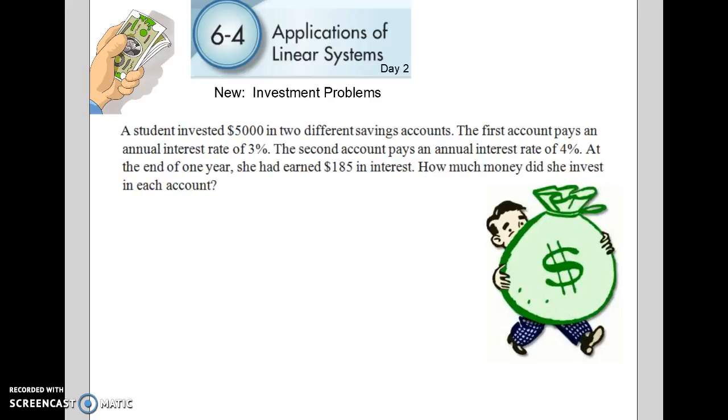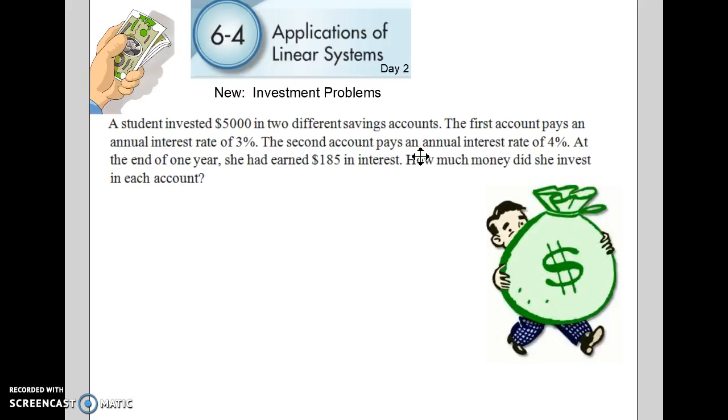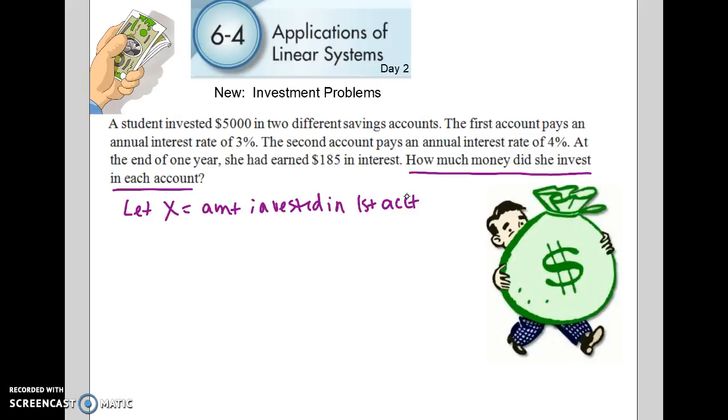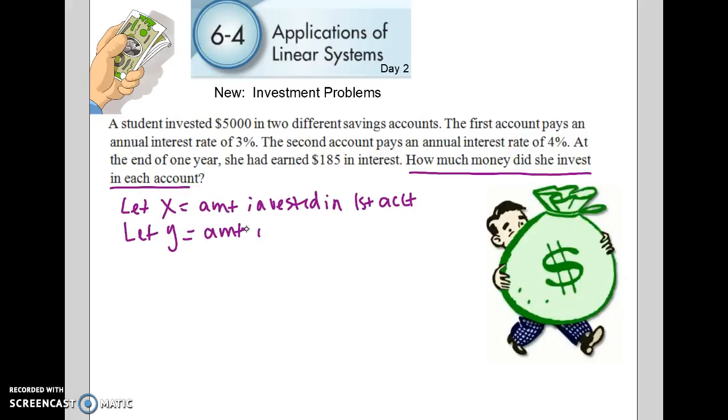So looking at that question, we can tell what our let statements are going to be. So we have X as the amount invested in the first account. And Y will be the amount invested in the second account. Oops. Okay, sorry about that.